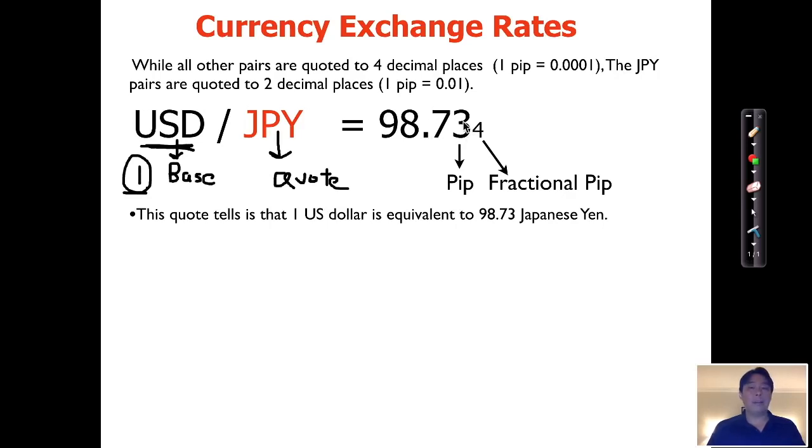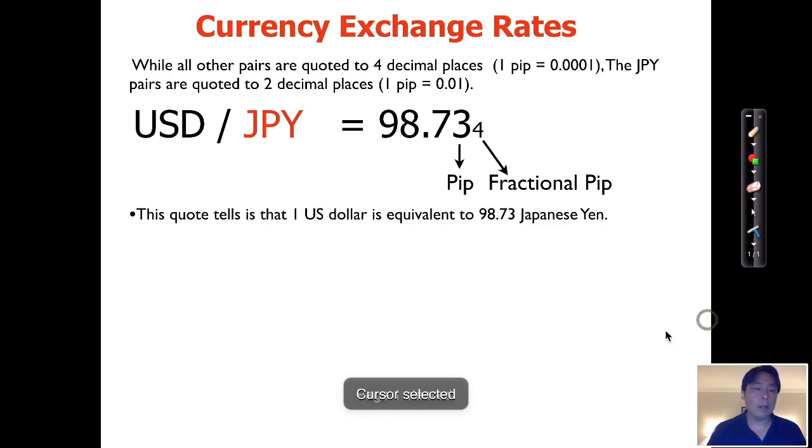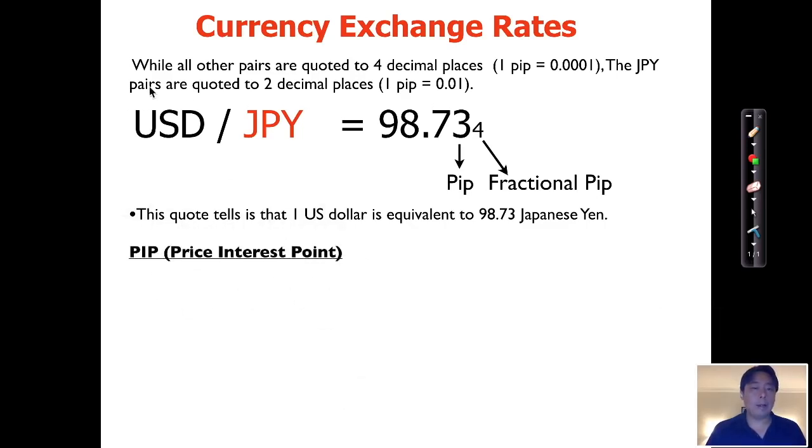Again, this 3, the 2nd decimal place, is a pip. So if it goes from 98.73 to 98.74, the dollar yen has gone up by 1 pip. Make sense? If it goes from 98.73 to 98.84, it's gone up by 11 pips. If it goes from 98.73 to 98.72, it's gone down by 1 pip. So you got that? In other words, $1 is equivalent to 98.73 Japanese yen.